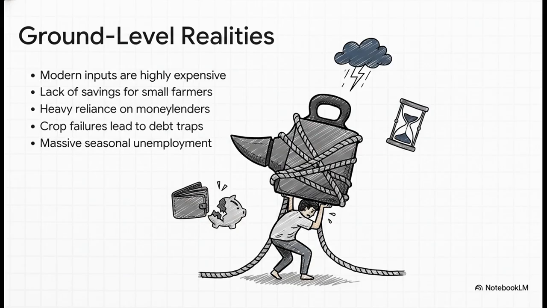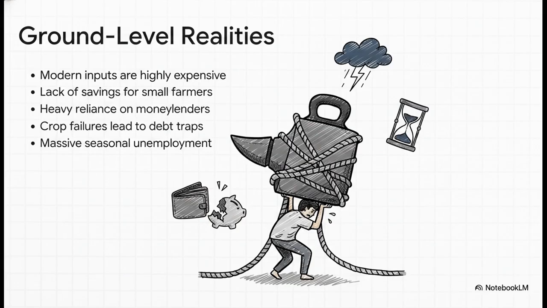Modern agriculture requires extremely expensive inputs like specialized seeds and fertilizers, but marginal and small farmers simply don't have the savings for that kind of investment. To survive, they rely heavily on local moneylenders. And if a crop fails, maybe due to a bad monsoon or fluctuating markets, they fall into an inescapable debt trap. Combine this with the fact that agricultural work isn't always available year-round, leading to massive seasonal unemployment lasting anywhere from 4 to 8 months.